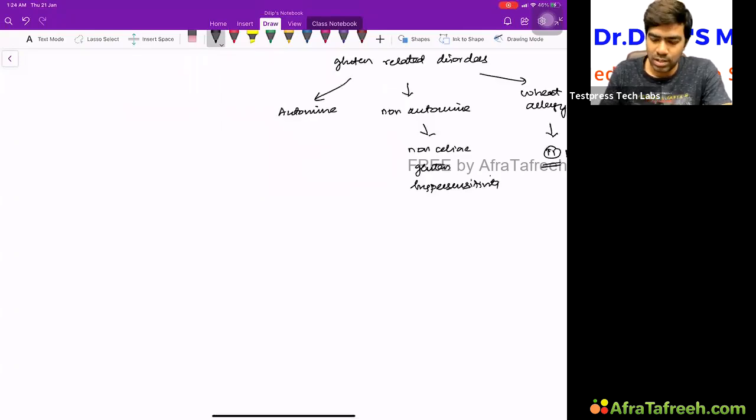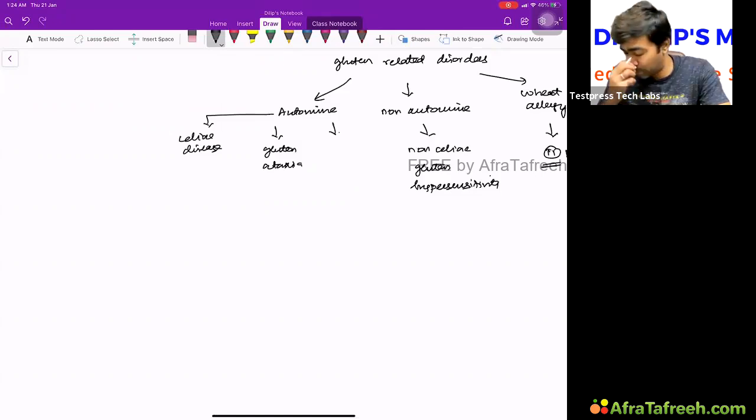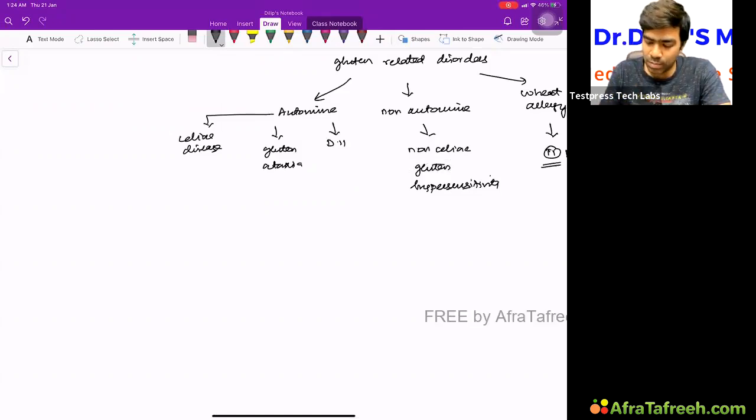And apart from that, as far as autoimmune disorders are concerned, the most important is celiac disease, which will have antibody association. And apart from that, there is something called gluten ataxia. And there is a third problem, a skin problem, called dermatitis herpetiformis, DH. Celiac disease may or may not be associated with these disorders, which means disorders like dermatitis herpetiformis and gluten ataxia can happen without celiac disease, or they can come along with celiac disease also.